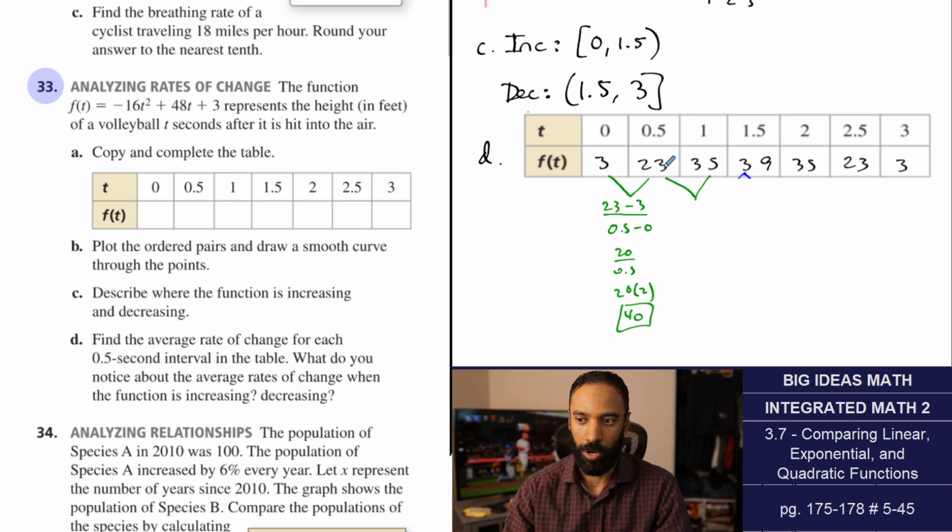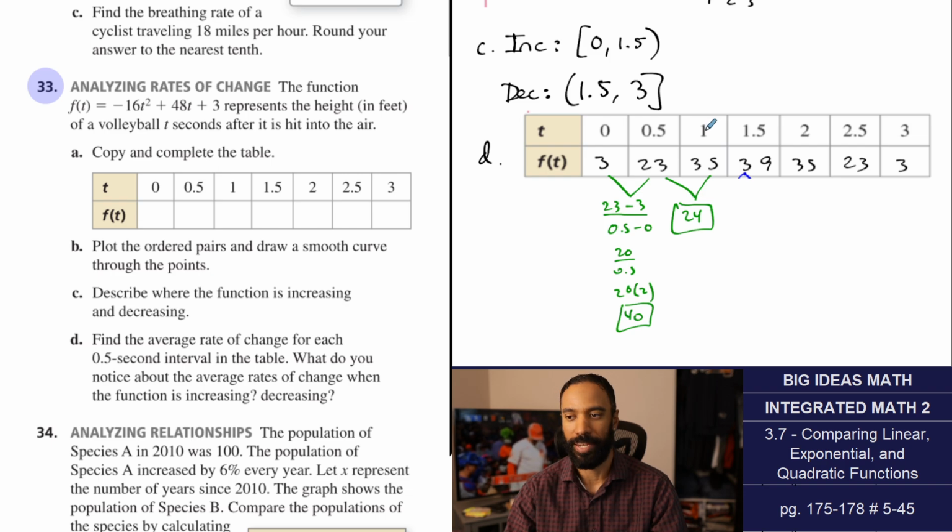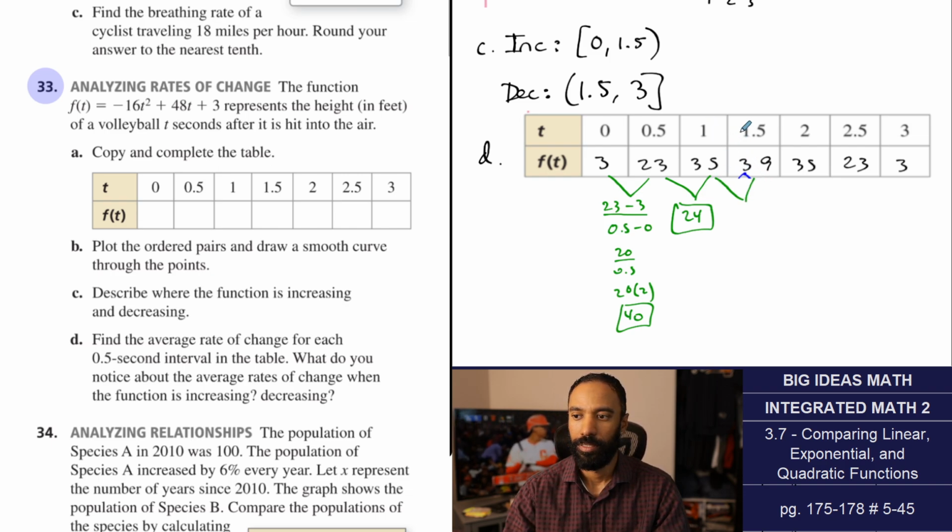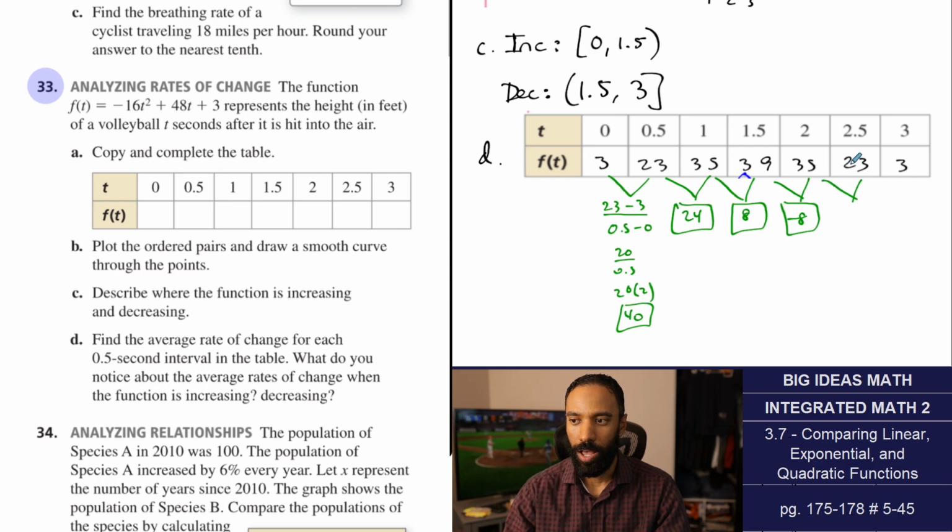From there, let's work this out from here. 35 minus 23 is 12. Divided by 0.5, times 2. 12 times 2 is 24. 24 feet per second for the next half second, on average. And then 4 times 2, 8 feet per second. And then negative 4 times 2, negative 8 feet per second. And then negative 12 times 2, negative 24 feet per second. And then this will be negative 40 feet per second in the same way that you saw before.